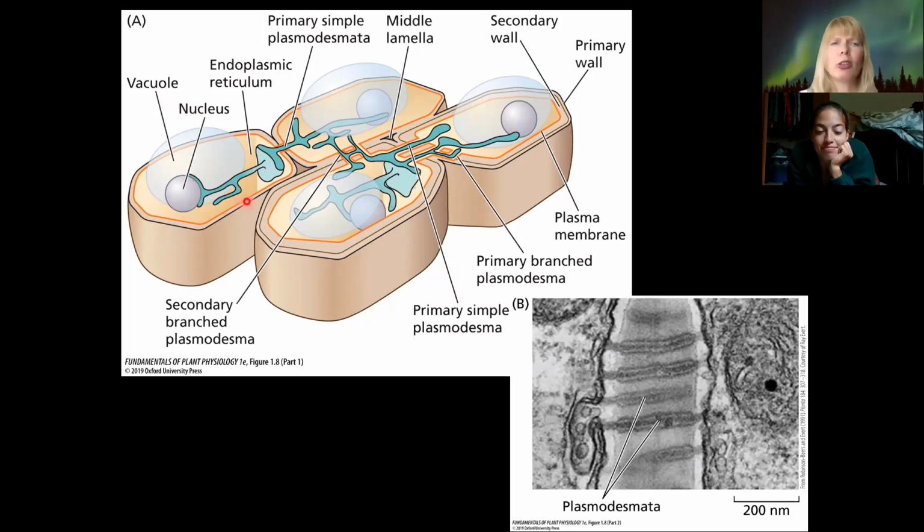Why are the chloroplasts all smushed off? It's because the vacuole is so full of water that it's swelled up and it's pushing against everything.